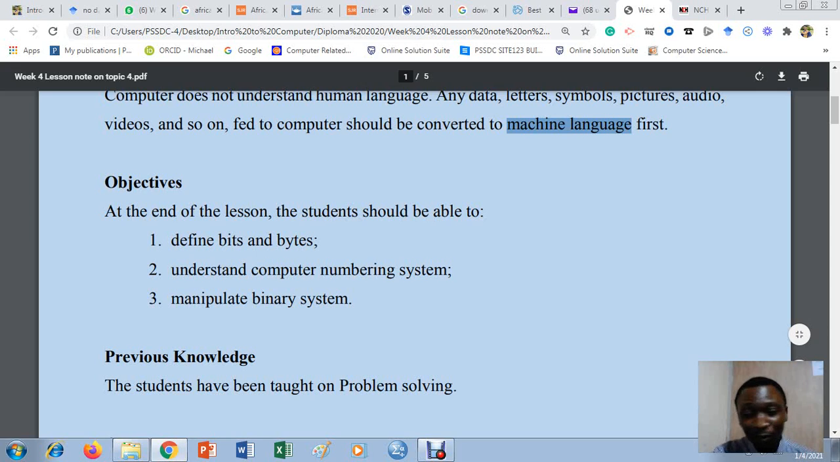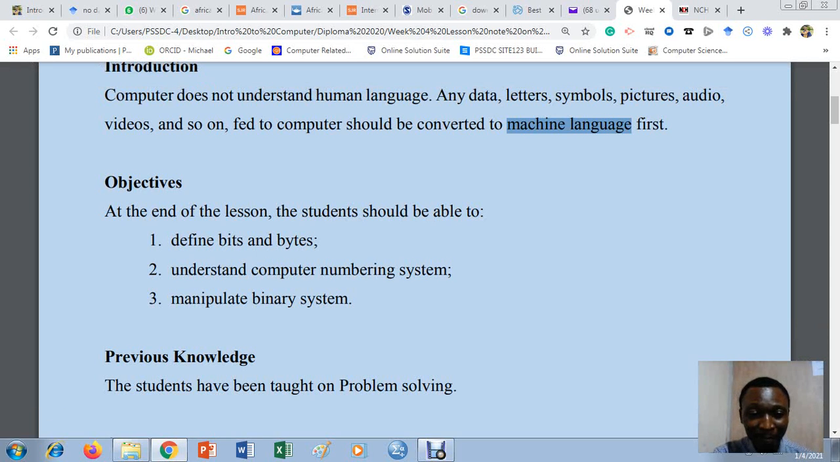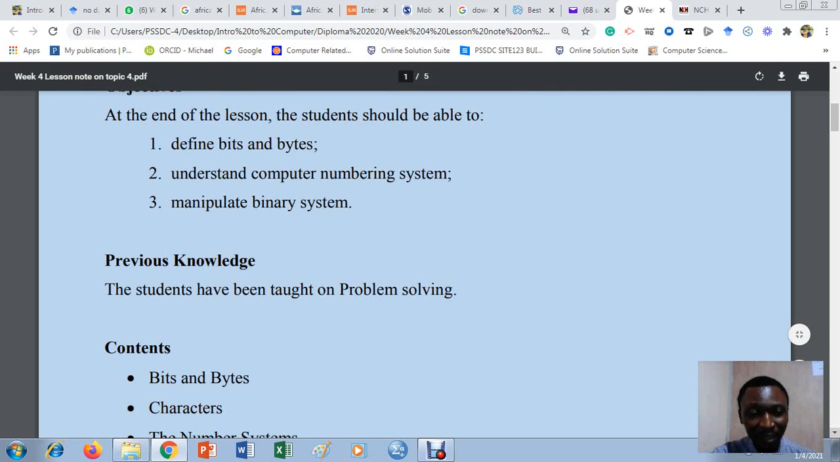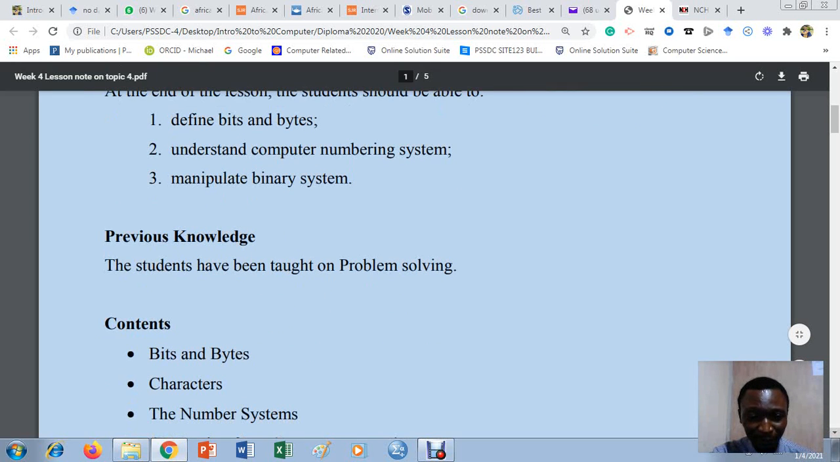Now, our objectives are only stated 3 here. We should be able to define what is a bit and byte. We should be able to understand the computer numbering system. Then you should also be able to manipulate binary numbers. We talk about binary systems, binary numbers. Should be able to do some little mathematics there.